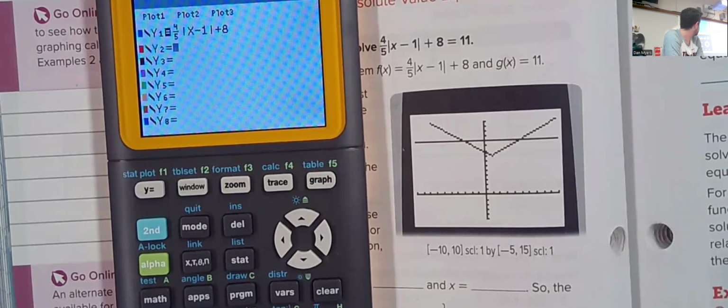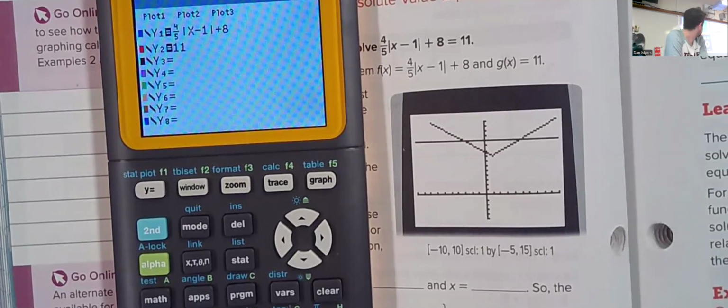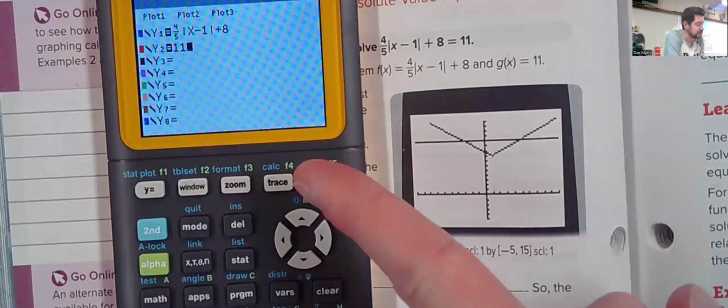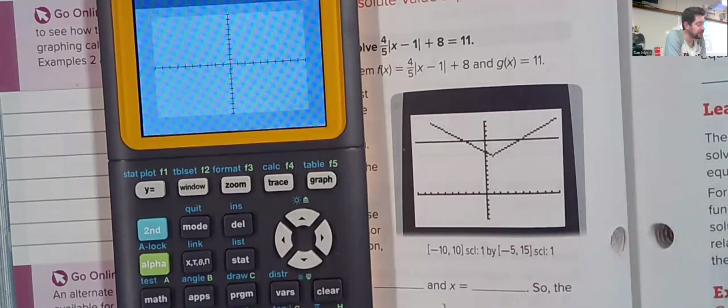The second one is just y equals 11. That's it. So hit the graph button. And for most of you, you're probably not going to be able to see the g of x equation. You're probably just going to see the bottom of the f of x equation.